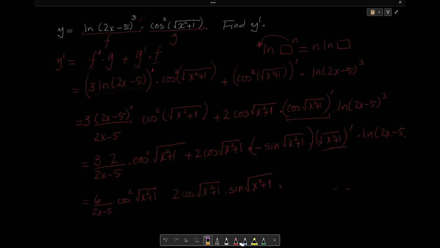So let's write it as x squared plus 1 to the 1/2 right here. I should have done that earlier. But here's x squared plus 1 to the 1/2. That was the square root.